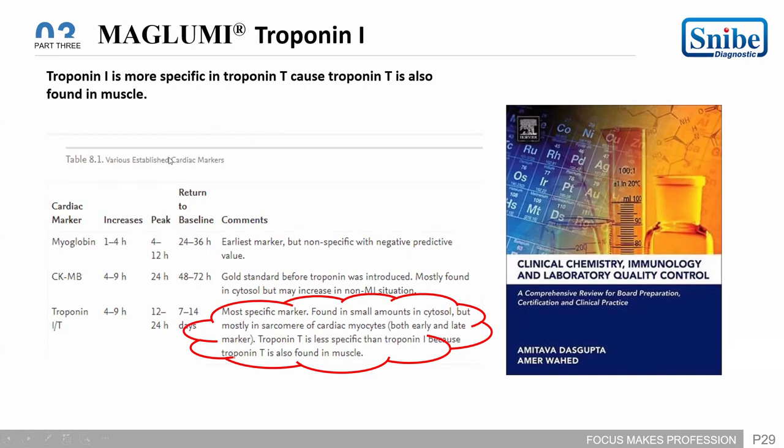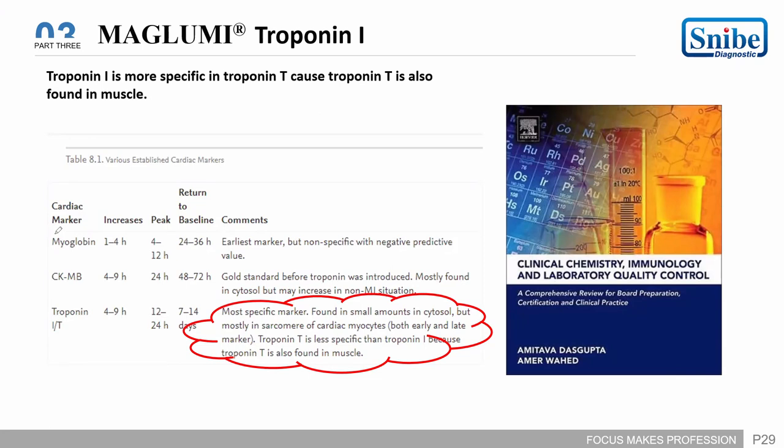According to the clinical chemistry, immunology, and laboratory quality control book, and the next certification in clinical practice, there are cardiac markers like myoglobin, CKMB, and troponin I and T. Their increased values are early markers: myoglobin at 1 to 4 hours, followed by CKMB at 4 to 9 hours, with conventional troponin I and T at 4 to 9 hours, to meet the early detection levels of the cardiac markers.